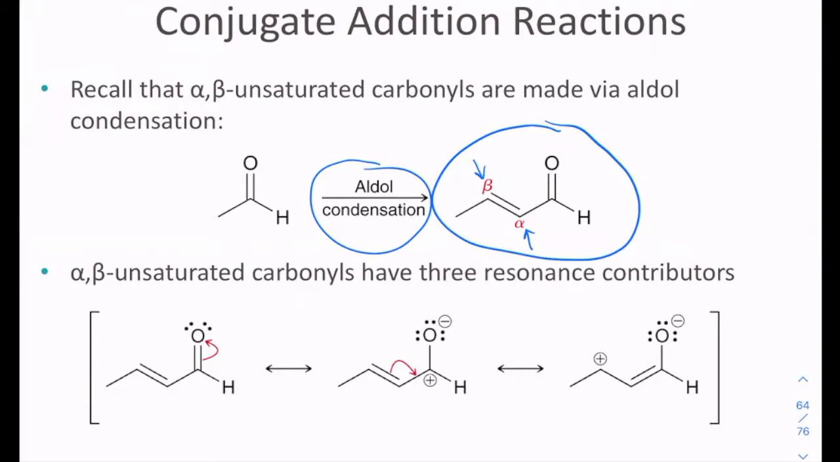If we look at that unsaturated carbonyl, we can see that it has 3 resonance structures. One placing the positive charge at the carbonyl, which is what we're familiar with and comfortable with to this point. An additional resonance structure, however, puts the positive charge or the electrophilic site at the beta carbon. And so this is what we'll be talking about in this section.